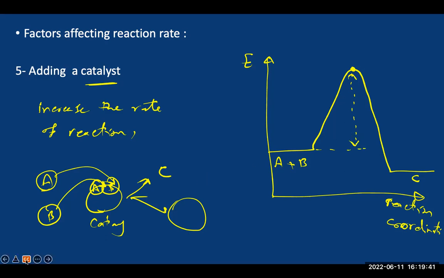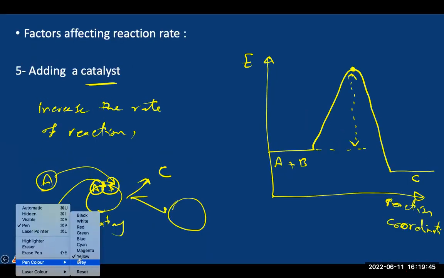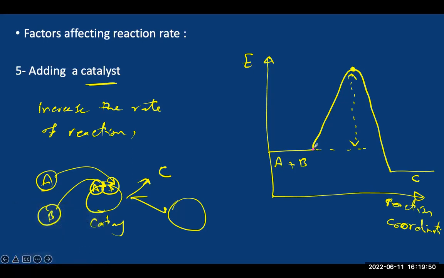Okay, so what does the catalyst do here? The catalyst will give them an opportunity to form the activated complex with less activation energy. So it means the catalyst decreases the activation energy.